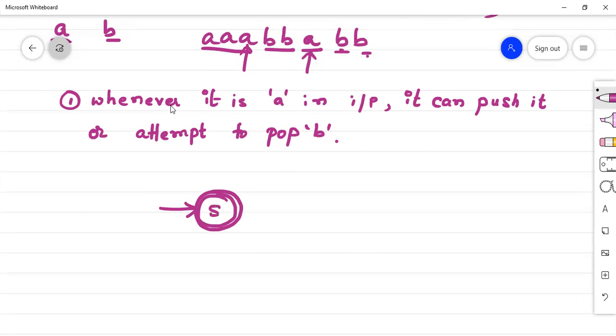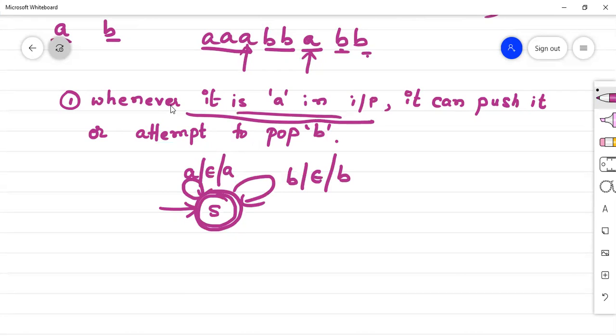So how do I design a PDA for this? Let us say I have a starting state. Why did I make that also a final state? The reason is because of no A's and no B's. If there are no A's and no B's, there are equal number of A's and B's, right? So first I said, if you have an A, it doesn't matter what is there in the stack, you push A. This is one option, right? Similarly, you get a B, doesn't matter what is there in the stack, you push the B. This is the first thing: whenever you see an A in input, you can push or attempt to pop B. Or similarly, whenever you see a B in input, you can push it or attempt to pop A.